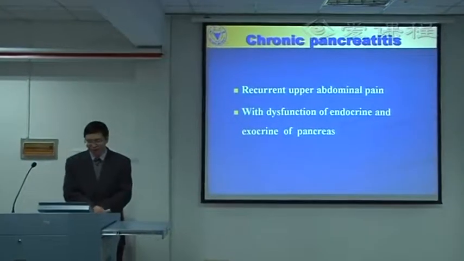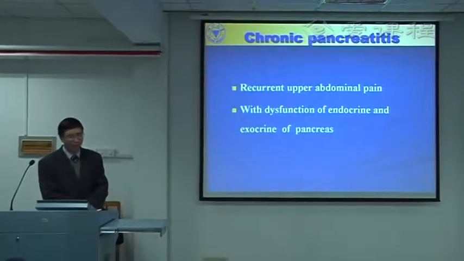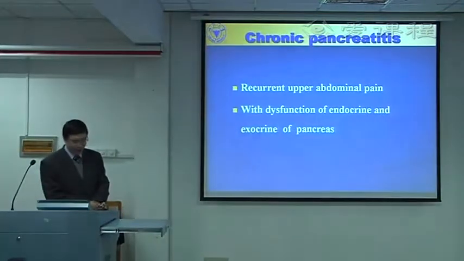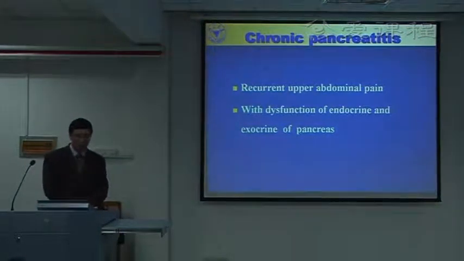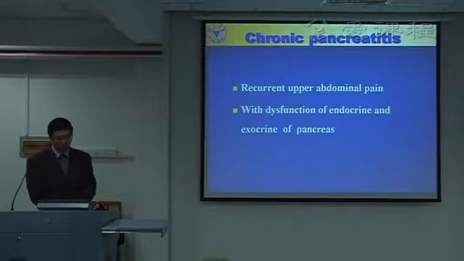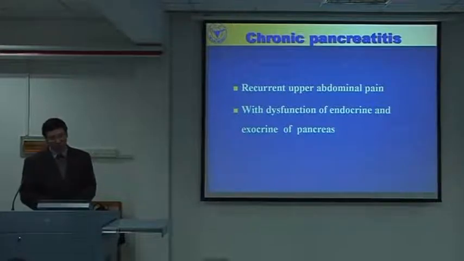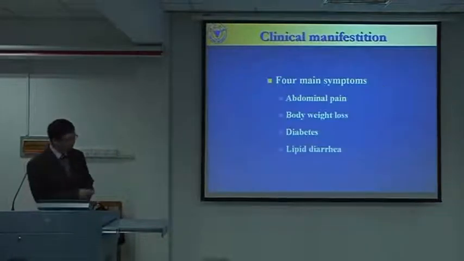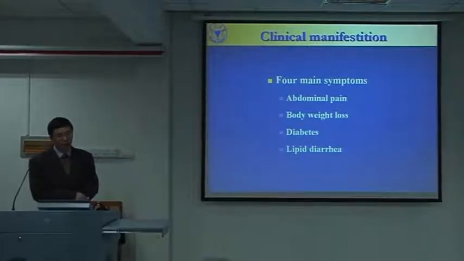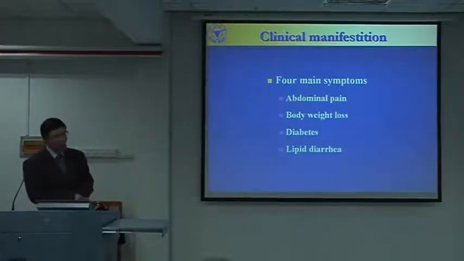We move to the next topic, chronic pancreatitis. We will talk very briefly about chronic pancreatitis. A chronic pancreatitis patient has recurrent upper abdominal pain, with dysfunction of the endocrine and exocrine pancreas. From this definition, we know the patient has four main symptoms. The first is recurrent abdominal pain.